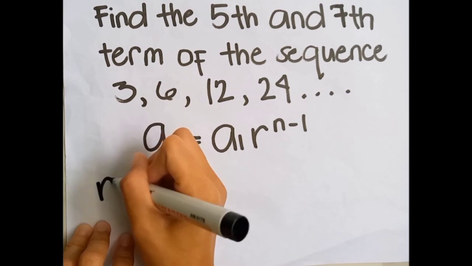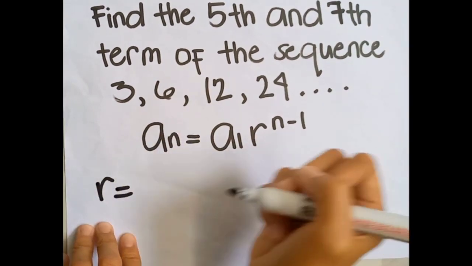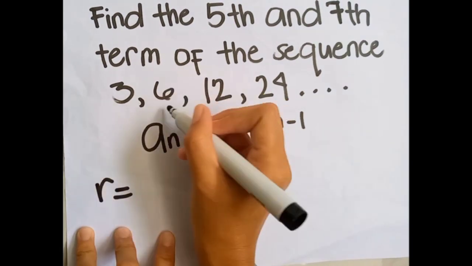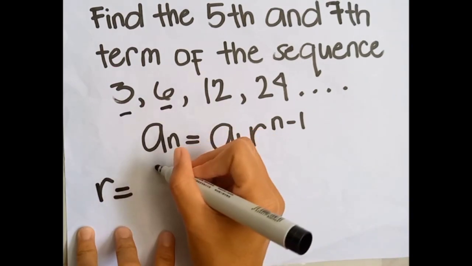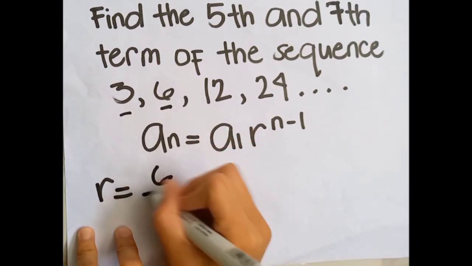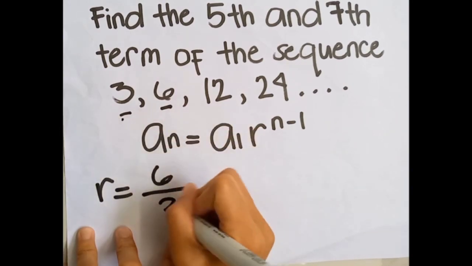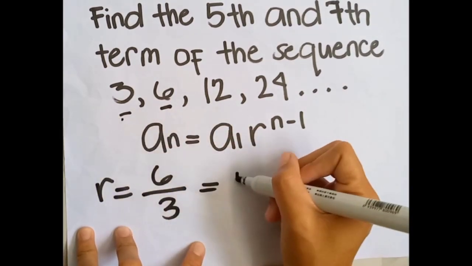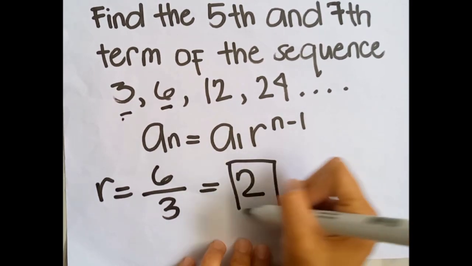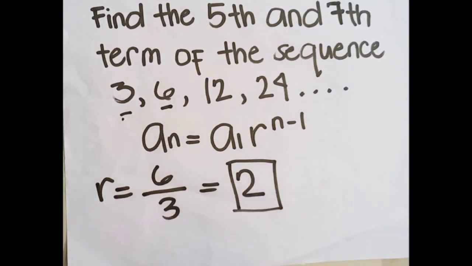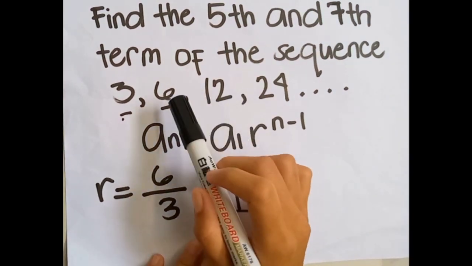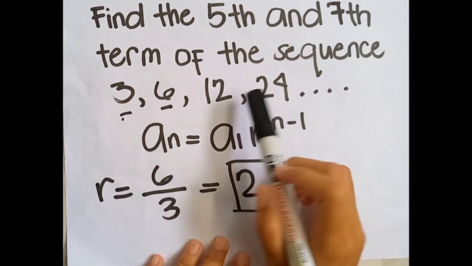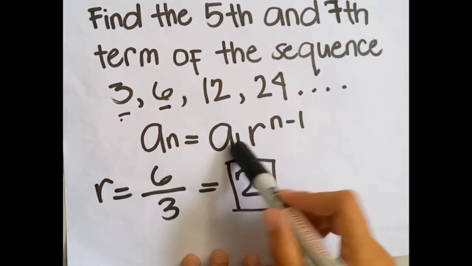To get the common ratio, we can divide the second term by the previous term. So our second term is 6, divided by our previous term, 3. 6 divided by 3 is equal to 2. So our common ratio is 2. But we can try the other terms too. Let's try 12 divided by 6 and 24 divided by 12. Still, we get the common ratio of 2.